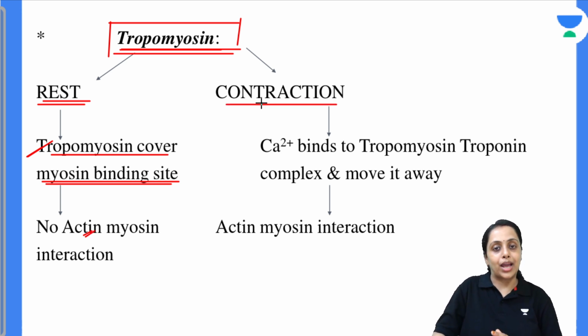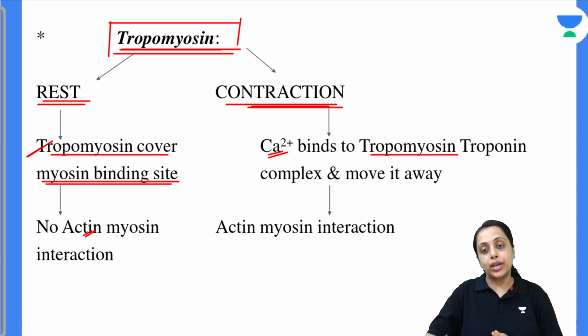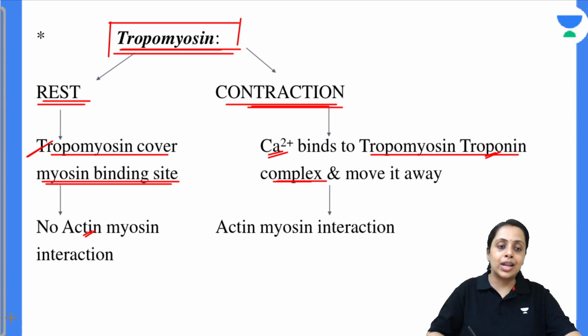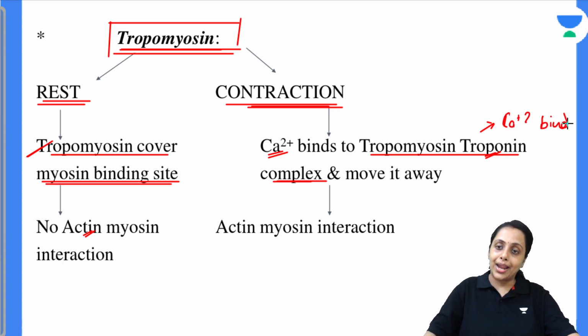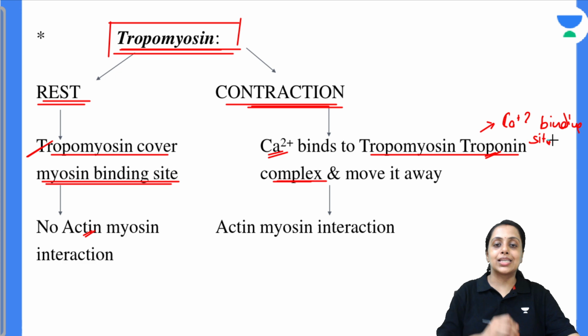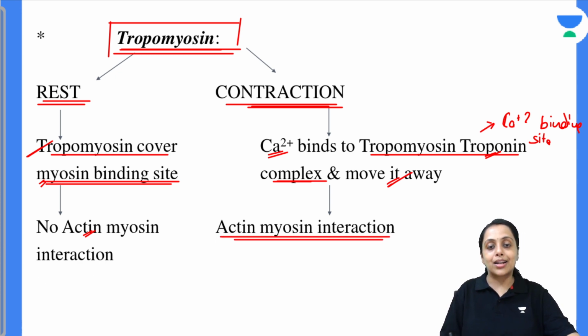But during contraction, what happens? Calcium is required for contraction, we all know. Calcium goes and binds to the troponin-tropomyosin complex. Actually, it binds with troponin only. Troponin has our calcium binding site. So calcium is going to bind with troponin C, and the troponin-tropomyosin complex will eventually move away from the myosin binding site. So the myosin binding site gets exposed, and that leads to actin-myosin interaction, and that leads to the muscular contraction.